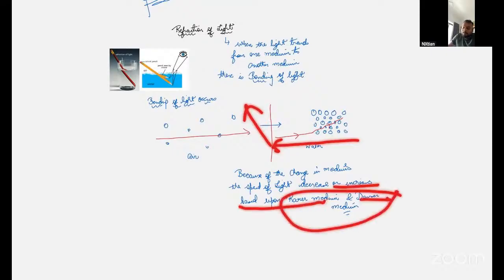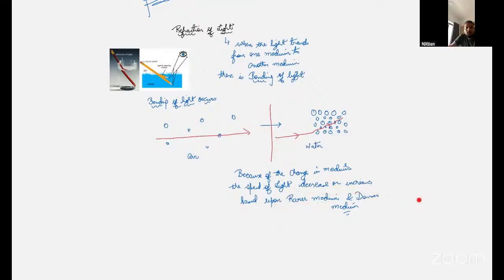What is rarer and denser medium? I will just teach you right now. Okay, sir. Could you write it up? I'm coming over. Done? No, sir.